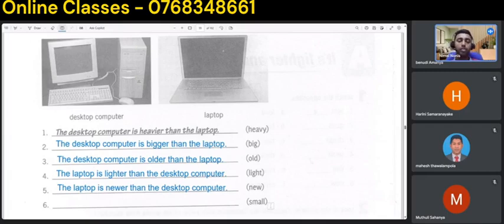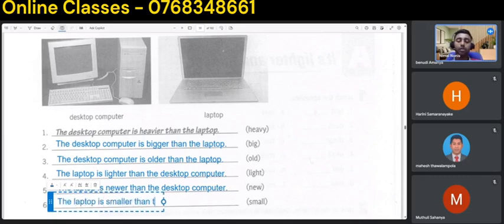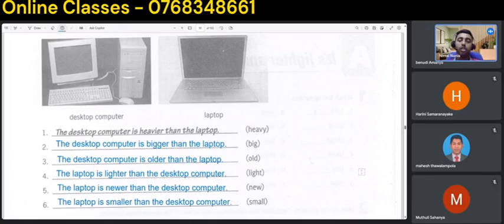Small. Which one is small? The laptop is smaller. When you compare, the laptop is smaller. Then we can say the laptop is smaller than the desktop computer. So you can see the laptop is smaller than the desktop computer.